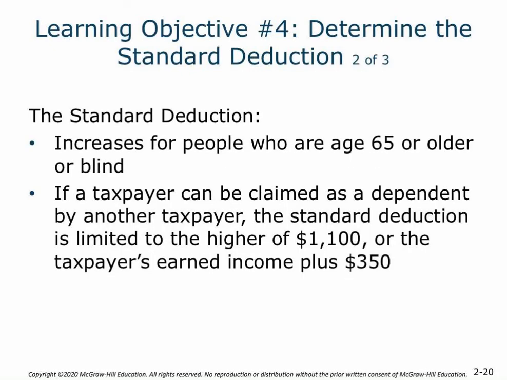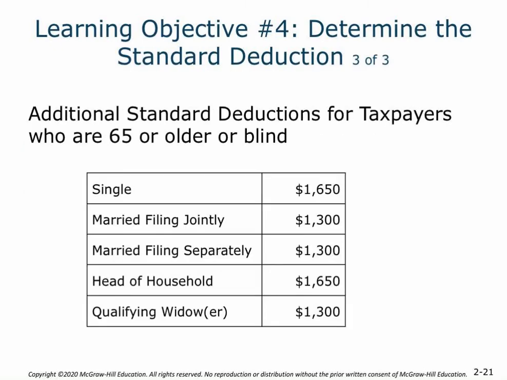The standard deduction increases again for people who are age 65 or older or blind. If a taxpayer can be claimed as a dependent by another taxpayer, the standard deduction is limited to the higher of $1,100 or the taxpayer's earned income plus $350. The additional standard deductions for taxpayers who are 65 or older or blind would be for single, $1,650, married filing jointly or married filing separately, $1,300, head of household, $1,650, and qualifying widower is going to be $1,300.